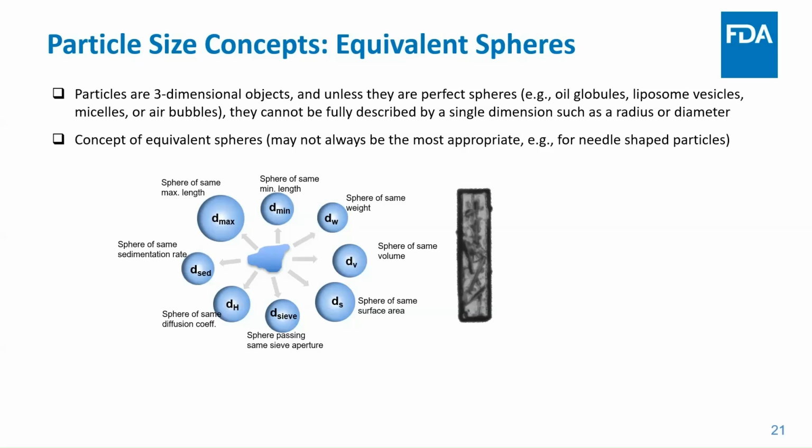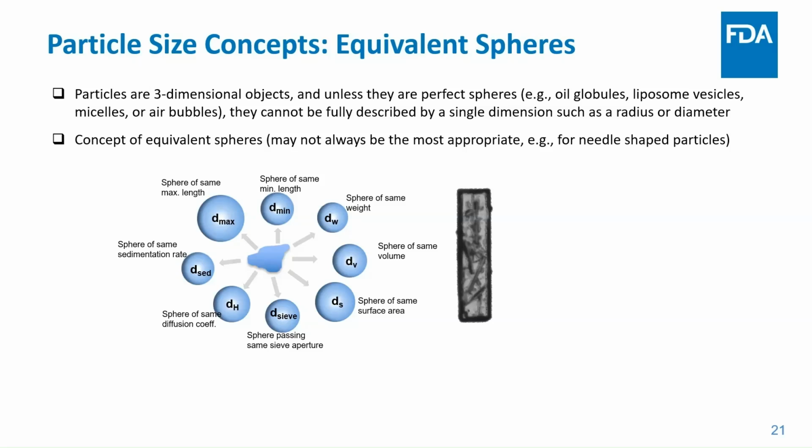So instead, we can use different types of spheres to describe the particle shown in the middle. If you read along those circles, the D of different sizes and different labels, we have D maximum, a sphere having the same maximum length. You put a sphere surrounding this object, and whatever the maximum size is, that's the diameter you want to use. So it's an equivalent sphere of the same maximum length. Or you put in the minimum, a sphere of the minimum length.